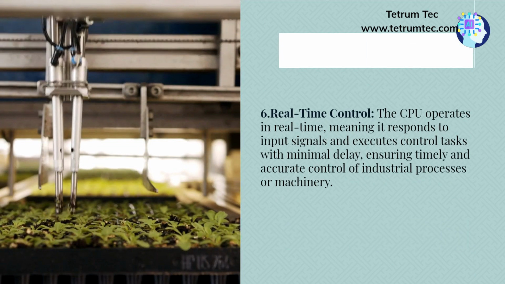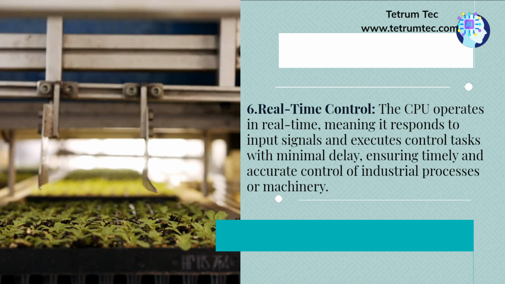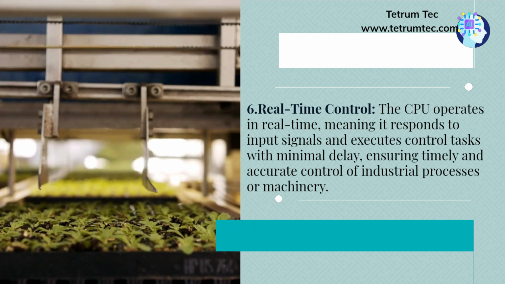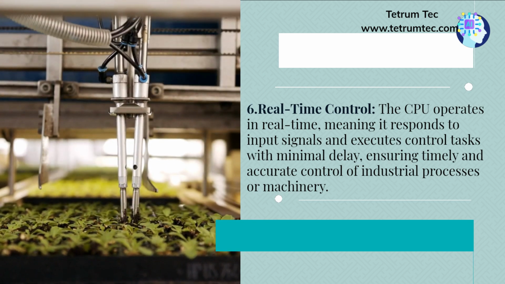6. Real-time control. The CPU operates in real time, meaning it responds to input signals and executes control tasks with minimal delay, ensuring timely and accurate control of industrial processes or machinery.